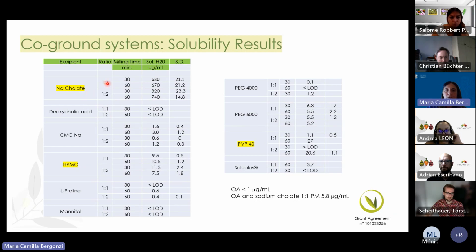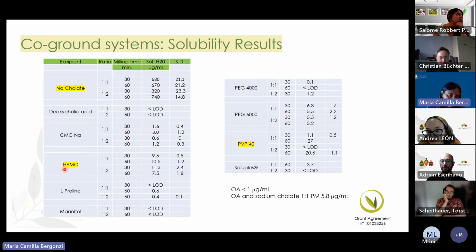We tested a 1-to-1 weight ratio and a 1-to-2 weight ratio between the olanoic acid and stabilizer, and two milling times, 30 or 60 minutes. We obtained good results because we have a very high improvement of solubility of olanoic acid. Olanoic acid has a solubility of less than 1 microgram per milliliter. We have about 700 micrograms per milliliter.